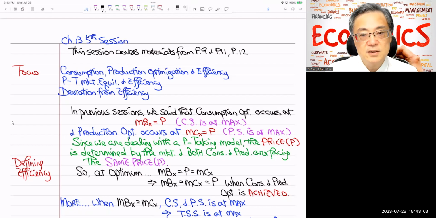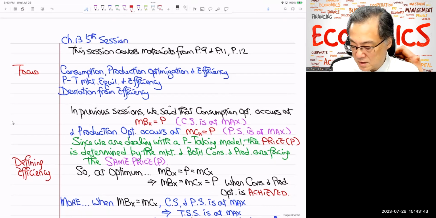So the focus of this session is on consumption and production optimization, and the relationship with efficiency. The second part we're going to look at is the equilibrium under the price-taking model, what its relationship with efficiency is, and how we define it in economics. And finally, what will happen if the government did something, for example, imposing a price ceiling? How will this deviate the market from efficiency? So let's get started.